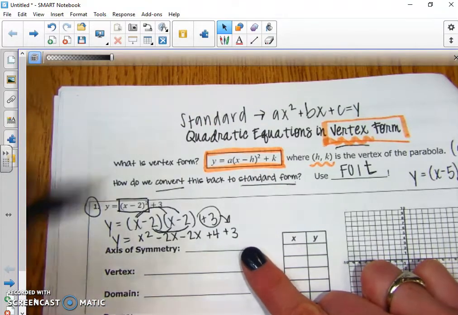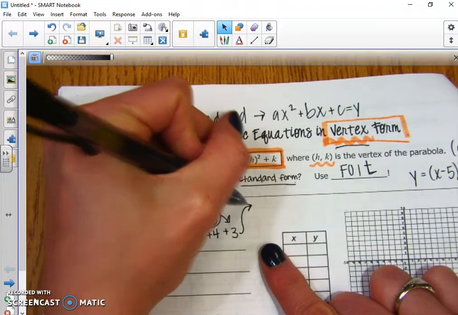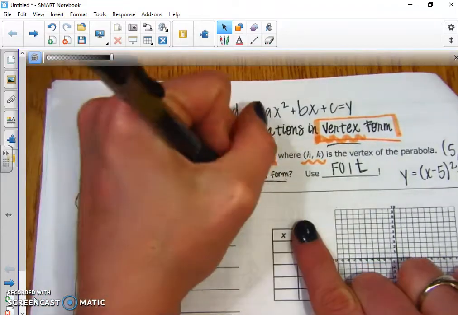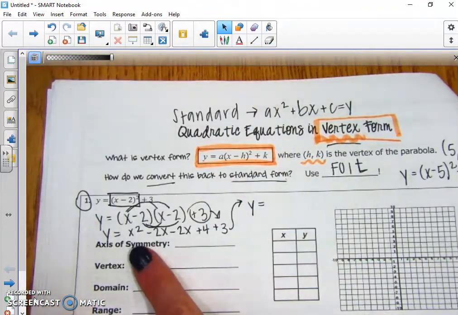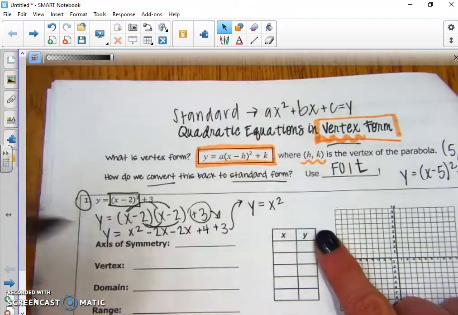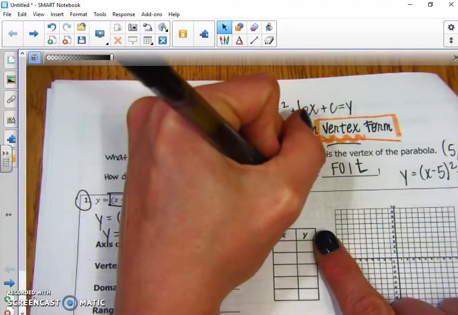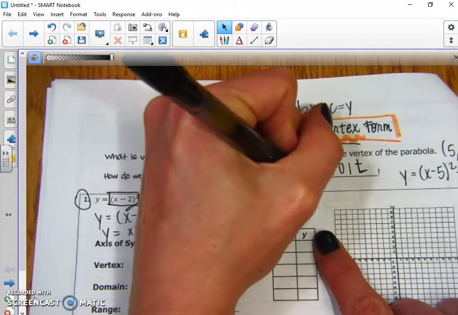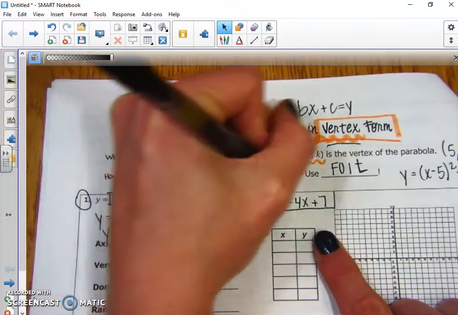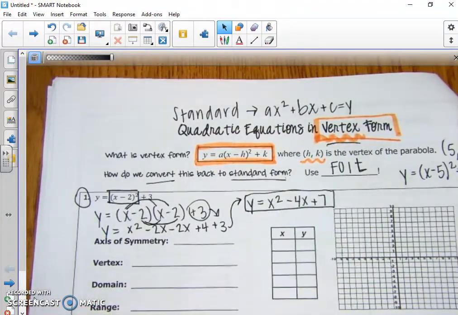So let's simplify this to give us our quadratic equation in standard form. So we have y equals x squared minus 4x plus 7. So now our equation is in standard form.